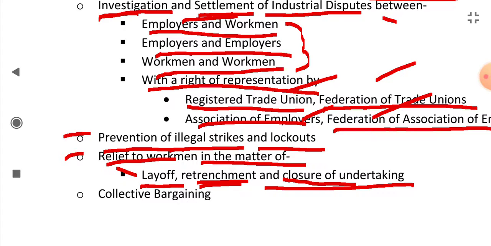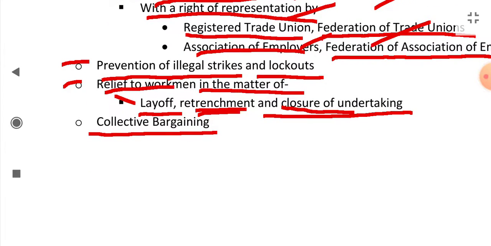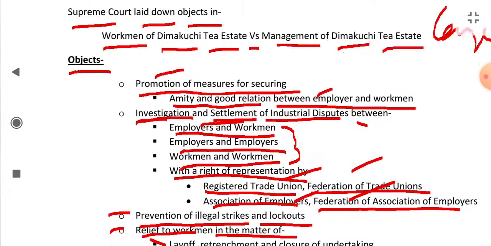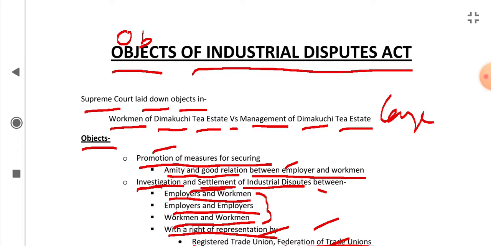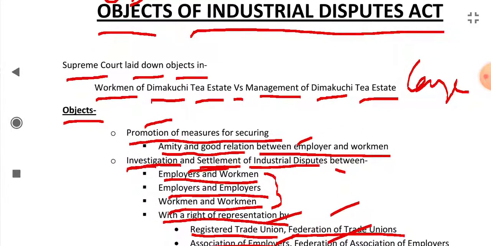Next, an important objective is collective bargaining. Collective bargaining should be promoted so that the condition of strike or lockout doesn't arise. Before that only the dispute should be resolved. So these are the objectives of Industrial Disputes Act. Let's have a quick summary.